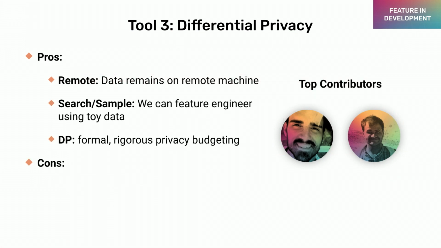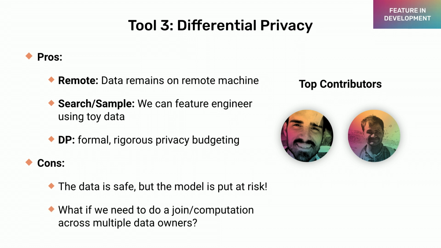Now we have a formal privacy budgeting mechanism, but we have a couple of outstanding challenges. So whenever I'm doing remote computation, when I'm doing remote analysis, let's say training a model on remote data, I'm sending my model in and doing training, but that means that my model is exposed. If it's a really valuable model, someone could take it.